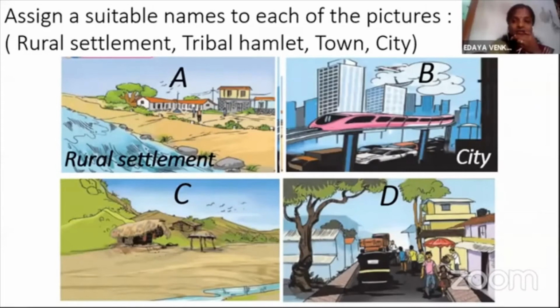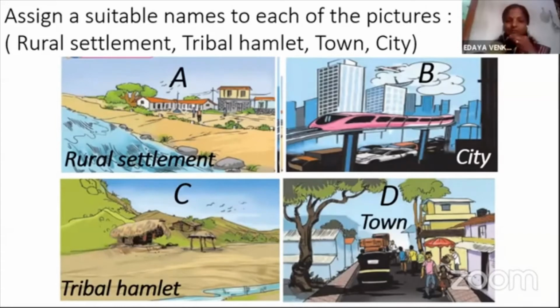Now we will know about B. B is city. We may call it an urban area or metropolitan city too. Okay? Now what is C? Let's see. Tribal hamlet. Okay, we can't see many houses there. Yes, so it is tribal hamlet. And then the last picture is, as I said, town. Exactly.